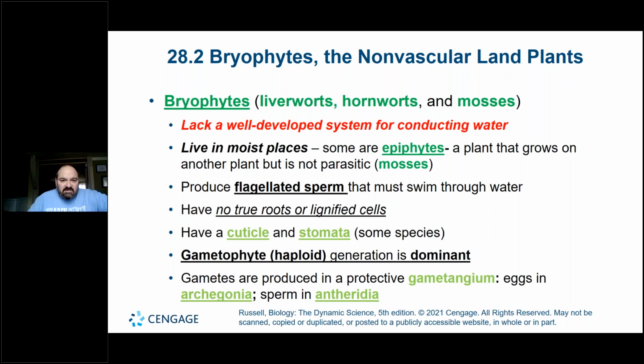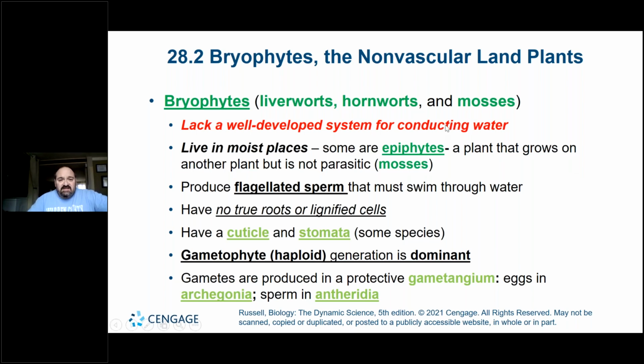And these mosses, you'll see them all throughout, as well as we looked at fungi and such, and saw what was going on as far as living on other plant life. Flagellated sperm.